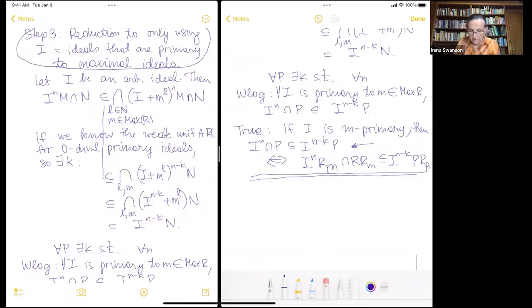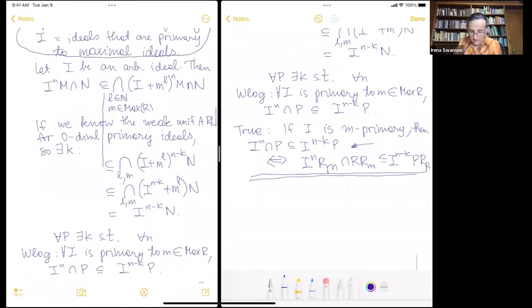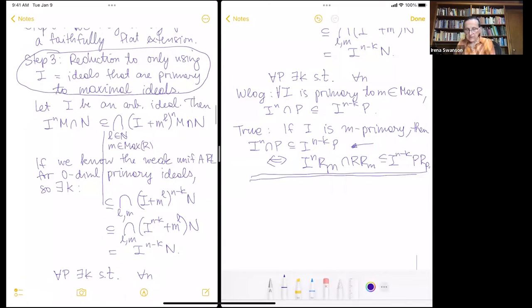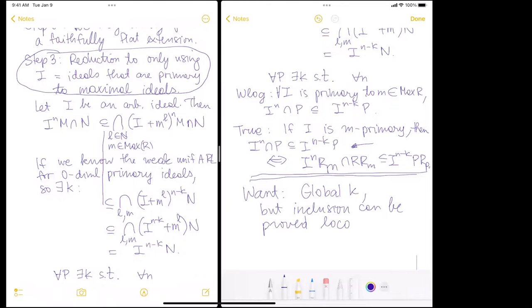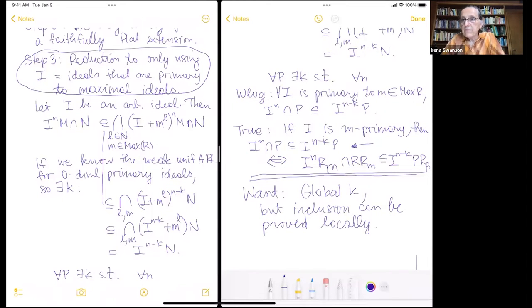So is it true that it suffices to prove this, a reduction to using the uniform Artin-Rees lemma only after all the localizations? And that's not quite true, because if you first localize at all these maximal ideals, then you get a K that depends on the localization. And we want a global K that works before localization. So what we want is a global K, but the inclusion can be proved locally. And sometimes locally we have quite a bit more leverage for proving things.